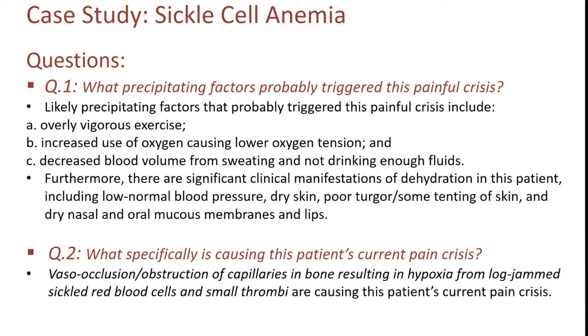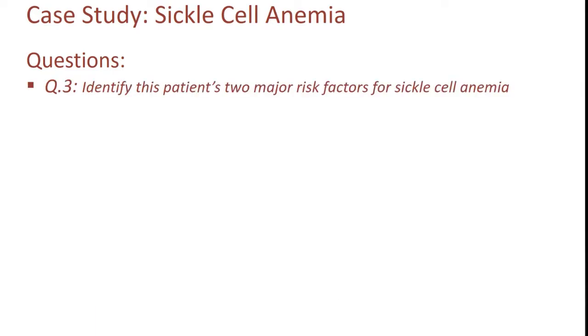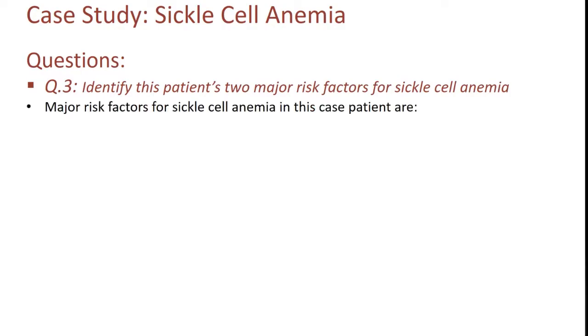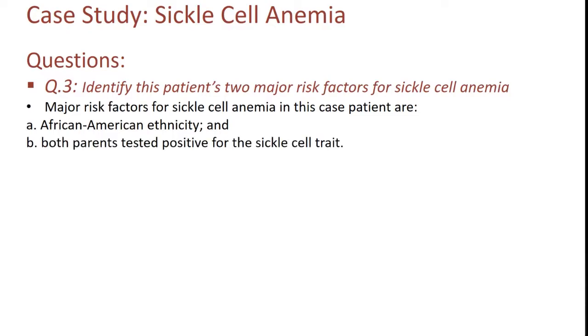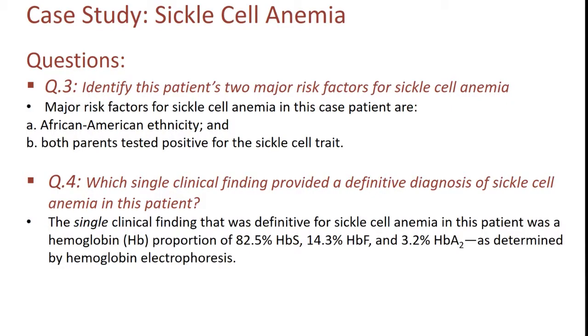Identify this patient's 2 major risk factors. The 2 major risk factors are ethnicity, African American ethnicity, and both parents tested positive for the sickle cell trait. Which single clinical finding provided a definitive diagnosis of sickle cell anemia in this patient? Of course, identification of hemoglobin S and the proportion of hemoglobin S: 82.5% hemoglobin S, that's a lot.